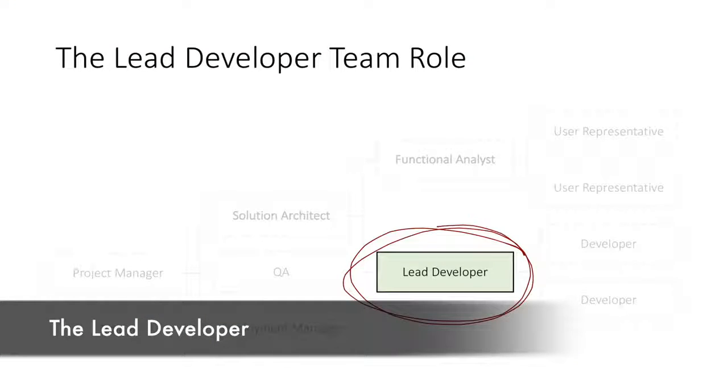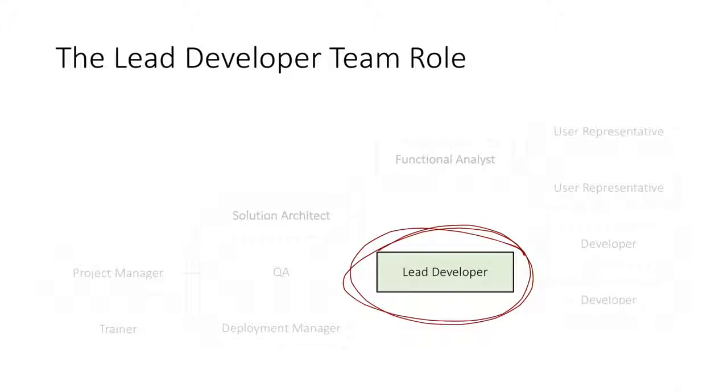Let's take a look at the lead developer role in an IT team. So here is where the lead developer shows up in the hierarchy, basically the organizational diagram of the IT team, the role diagram. And you can see that the lead developer is connected to the solution architect here and to the developers here. So the lead developer is basically the leader of the development team.